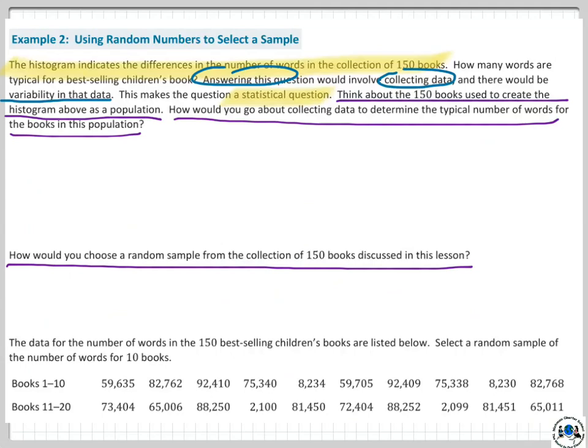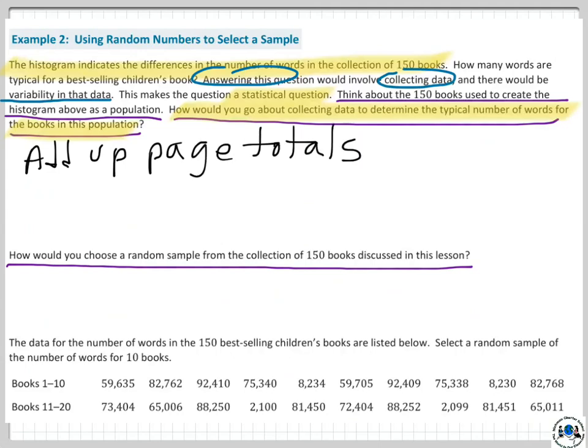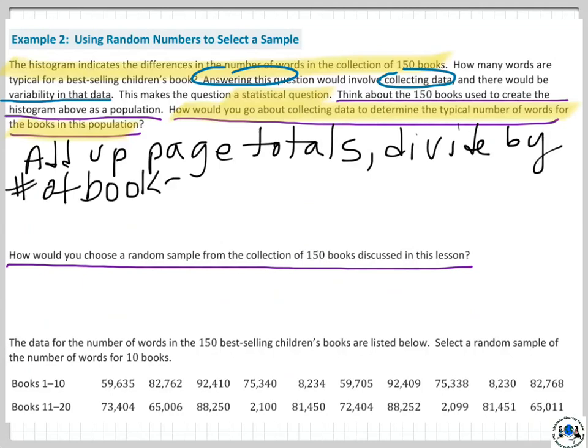Actually, you probably shouldn't answer both of these questions at the same time, because one would exclude a couple of the others. For this first one, how would you go about collecting data to determine the typical number of words in a population? One thing you could do is add up page totals, add all the pages from all those books and then divide by the number of books. What do you get when you add up all the pages in all the books and then divide by the number of books? You're going to get, of course, an average.